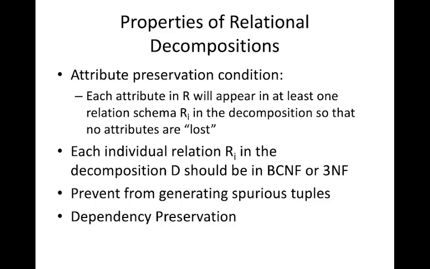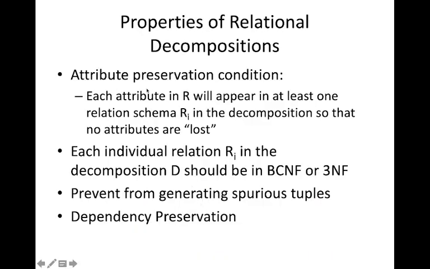None of the attributes should be lost. Then there should not be any spurious tuples generated. And in the case of dependency preservation, in certain cases we have to avoid this. So in some cases dependencies may not be preserved. When we normalize to BCNF, this dependency preservation property will be lost in some of the cases. So we'll see what this is.